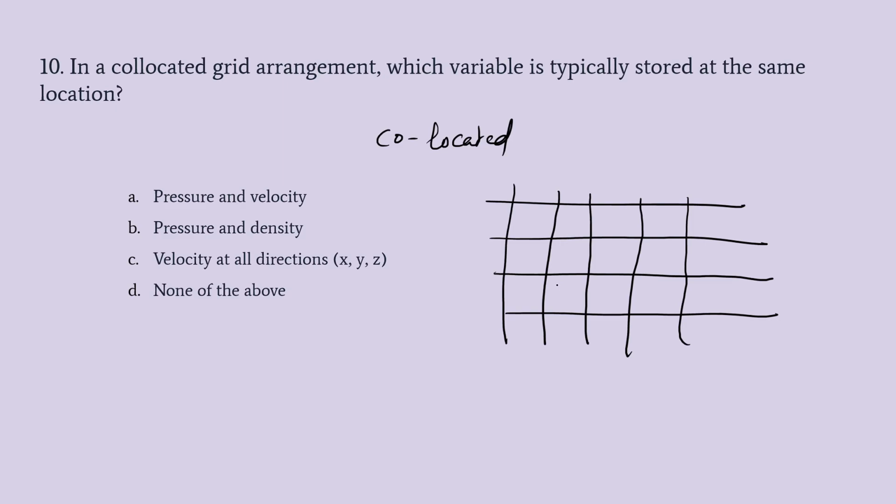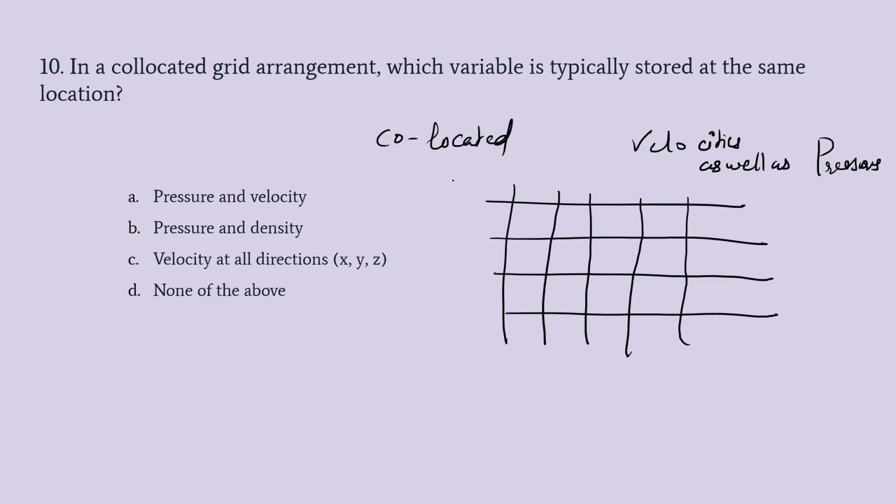So in this grid, when we are solving for velocities as well as pressures, then we will have to solve for two sets of equations. So how can we solve these two sets of equations?